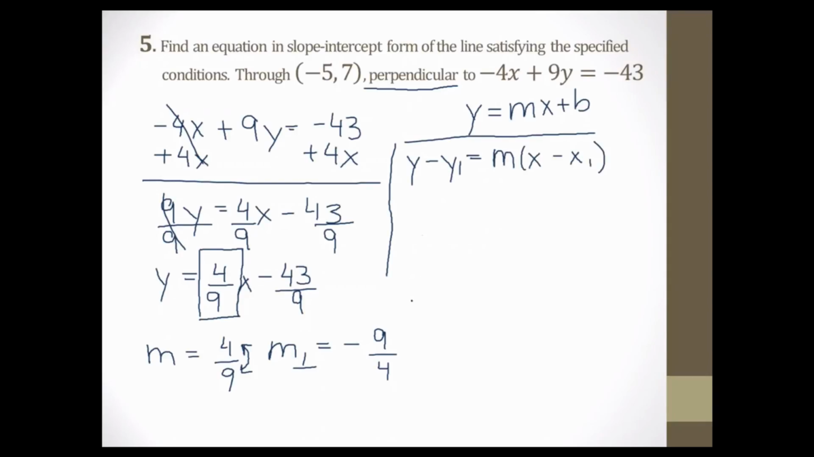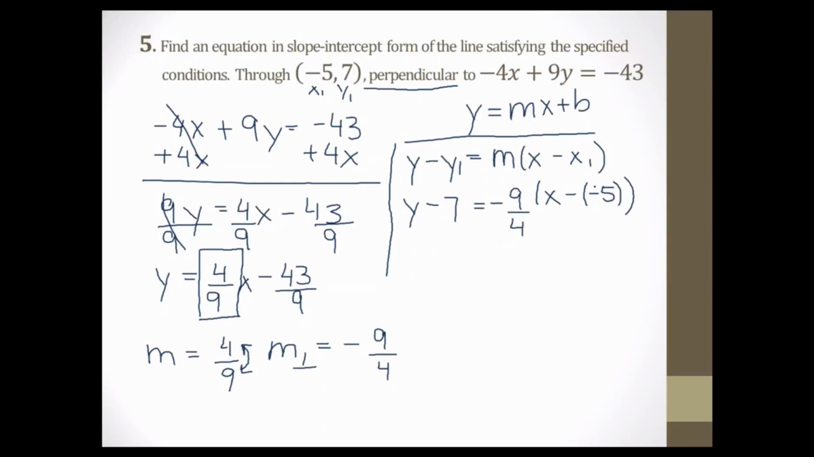Okay, so plugging in my information, I got my point x1 and y1, and I got my slope. So y minus my y1 would be 7, and then my m of the perpendicular line would be -9/4, and then x minus, and my x1 is -5. So now I have to simplify all that and put this into just y.